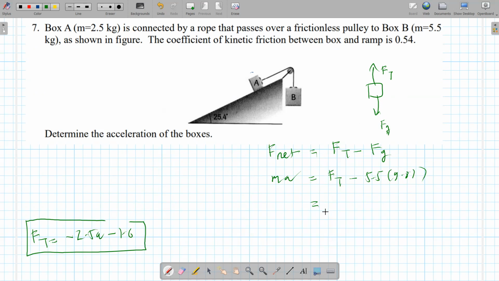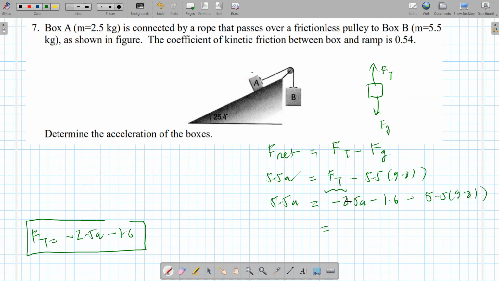And we know the mass. So now we're just going to substitute that with this. We don't need to divide it. See, FT is here. Okay, we'll just sub it in. In this case, you don't need to divide. So FT is minus 2.5a minus 1.6, minus 5.5 times 9.8, whatever that is.